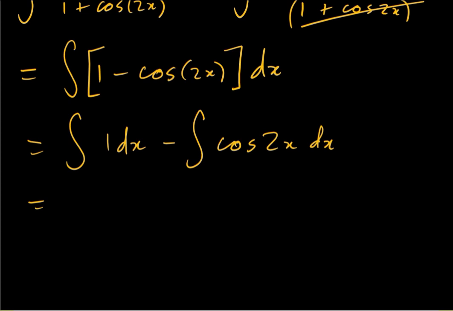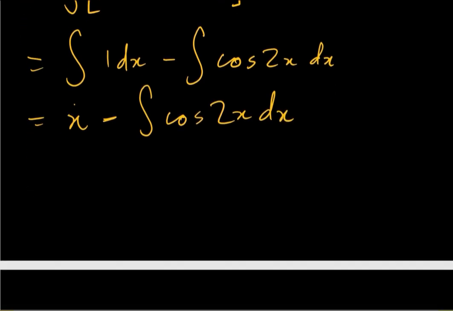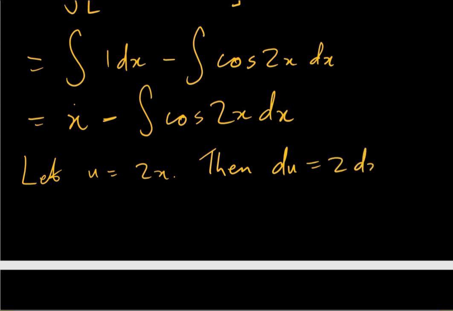So the integral of a constant is just the variable itself, so this just becomes x, and then minus the integral of cosine 2x dx. Now what's the integral of cosine of 2x? Well, we can do substitution here, so let's just do it quickly. So let u equal 2x, and then in that case du is just 2 dx. And if you want to make dx the subject of the formula, then dx is a half du.